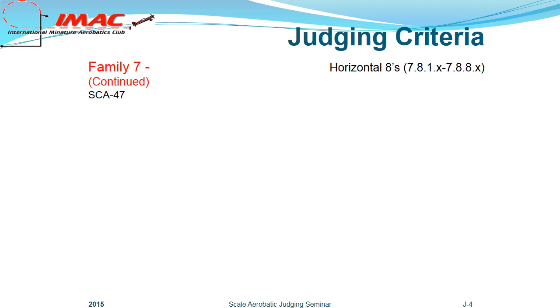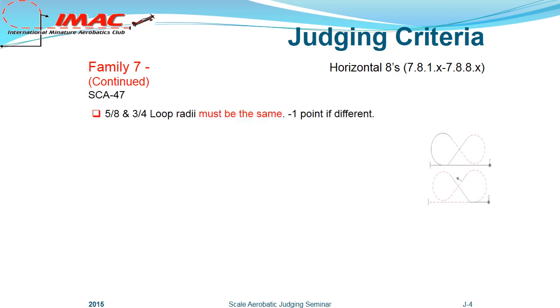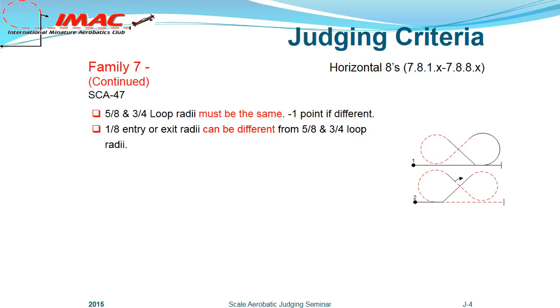Here is the horizontal 8, commonly referred to as a Cuban 8. It's comprised of a 5/8 loop, a 3/4 loop, and a 1/8 loop associated with the entry or exit line. The radii of the 5/8 loop and the 3/4 loop must be the same with a 1 point deduction if different. The 1/8 entry or exit radius, however, is not required to match the other partial loops in the figure.